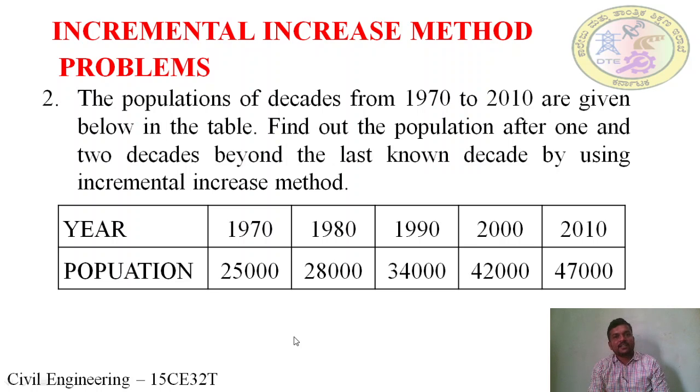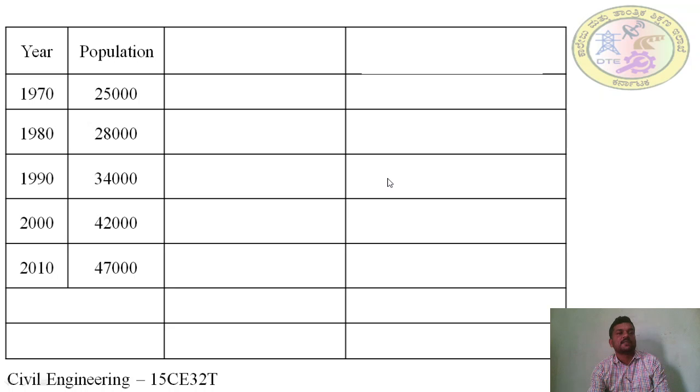For better understanding, let us solve one more problem on the incremental increase method. The population of decades from 1970 to 2010 are given below in the table. Find out the population after 1 and 2 decades beyond the last known decade by using the incremental increase method. Here the population from the year 1970 to the year 2010 is given. We need to find out the population for the year 2020 and the population for the year 2030. So for this problem we need to extend the table here.